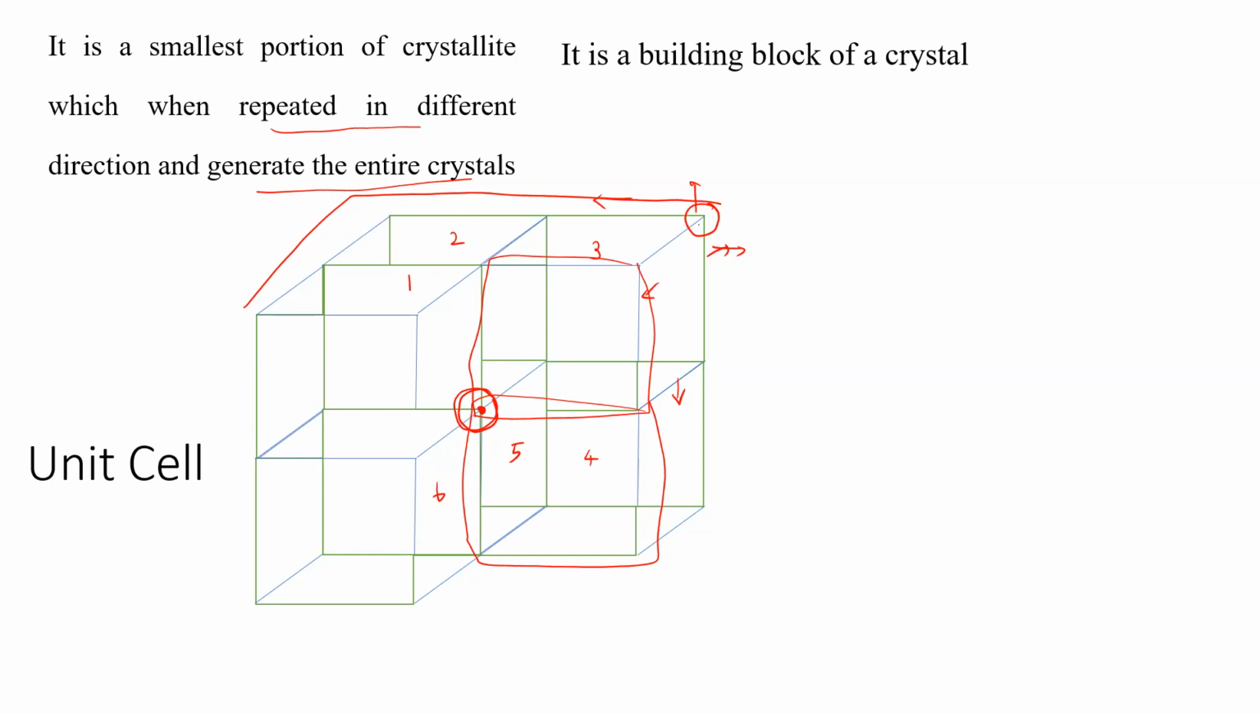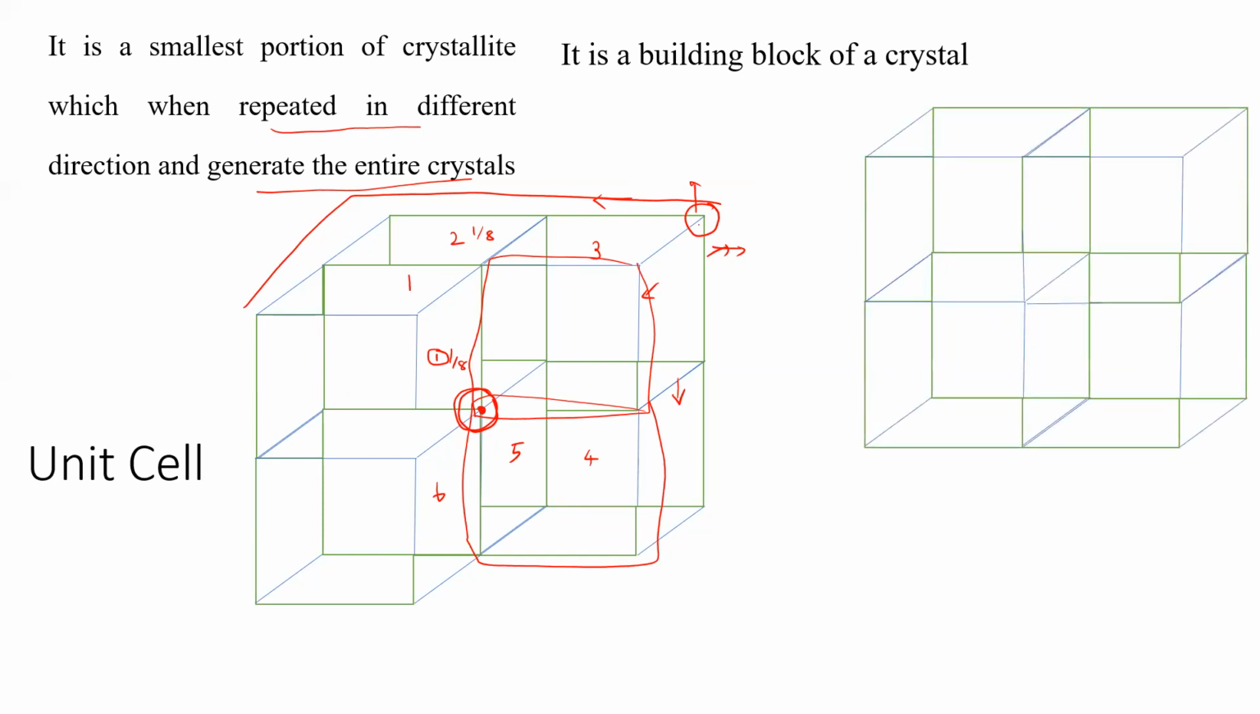Each and every corner atom contributes its 1/8 part to a particular unit cell. For the first unit cell its contribution is 1/8, for the second unit cell it's 1/8, likewise 1/8. Totally one atom is shared by 8 parts of 8 different unit cells. Okay.